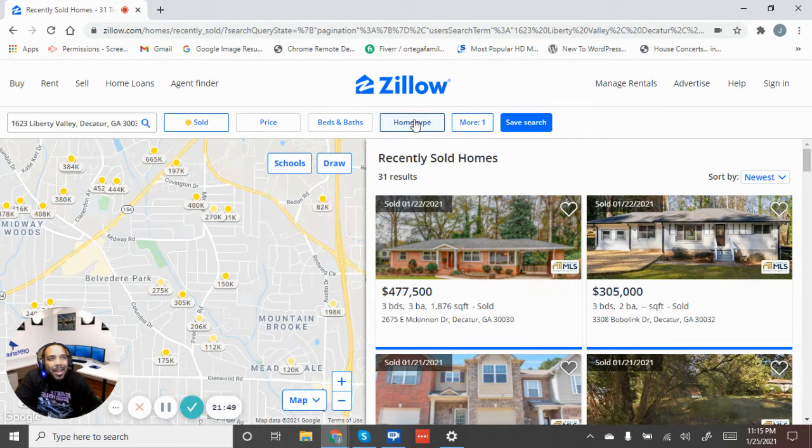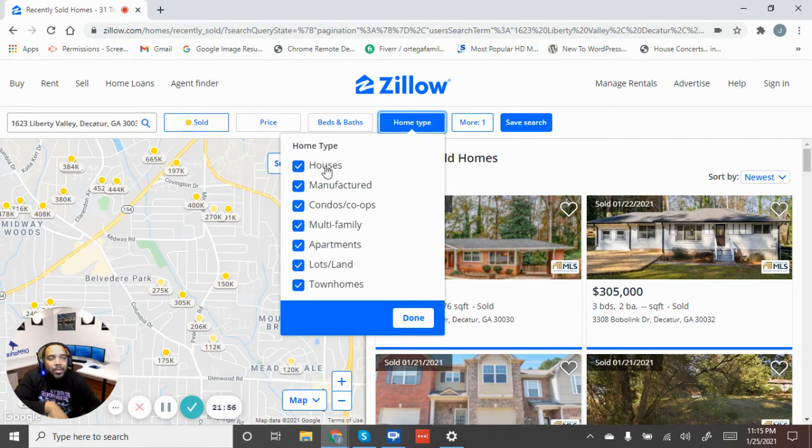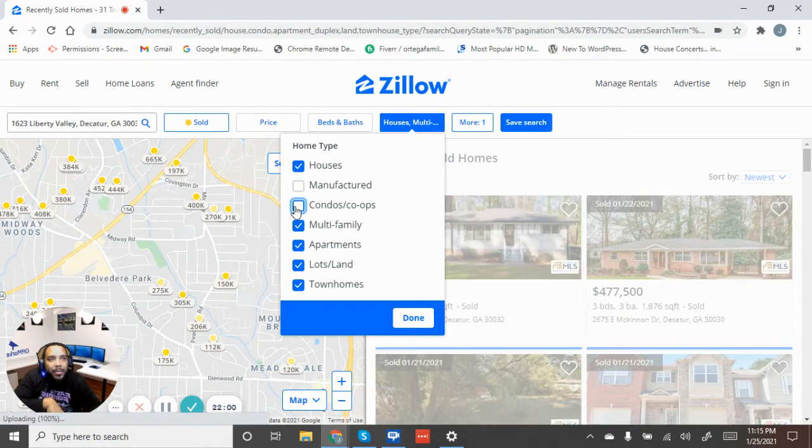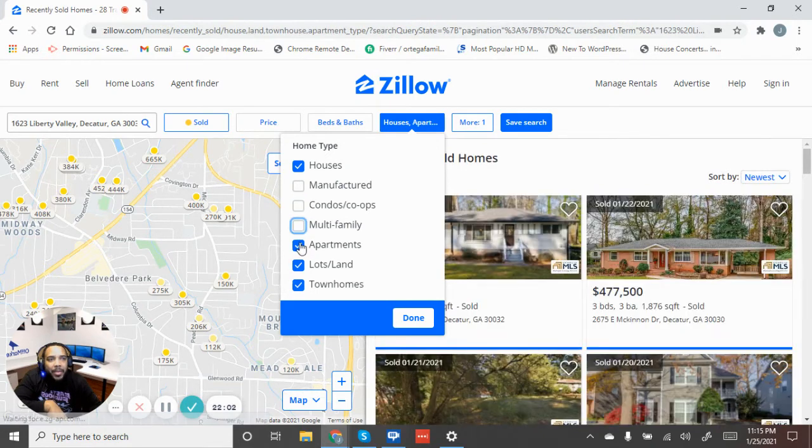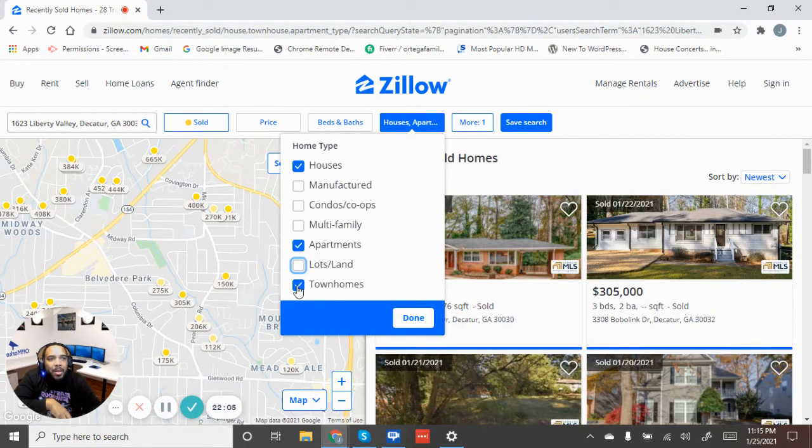Another thing that I like to do, since we're running comps on a single family home, is take out anything that's not a single family home. So we're gonna take out manufactured, multifamily, apartments, lots, townhomes, all that stuff. We're gonna take all that stuff out.